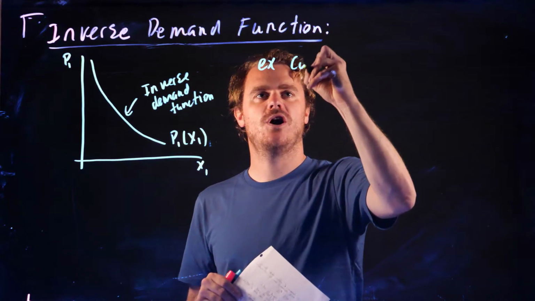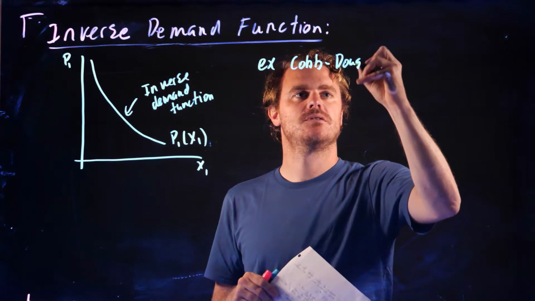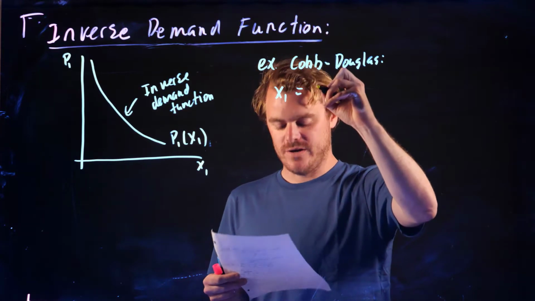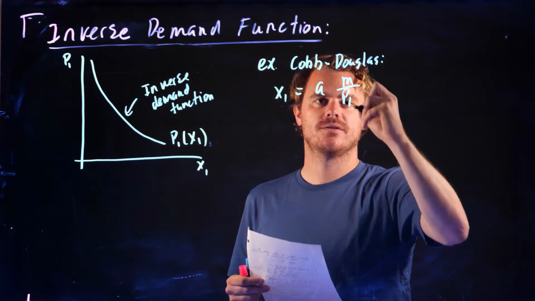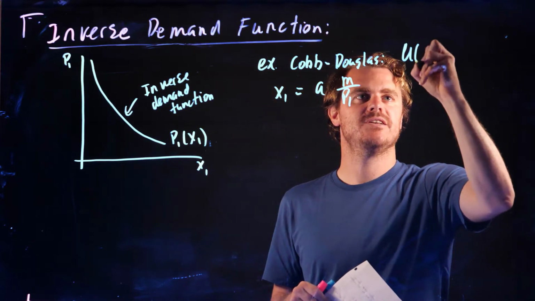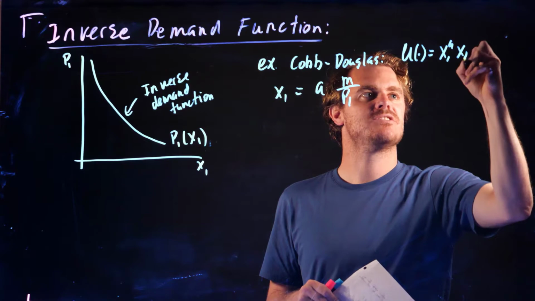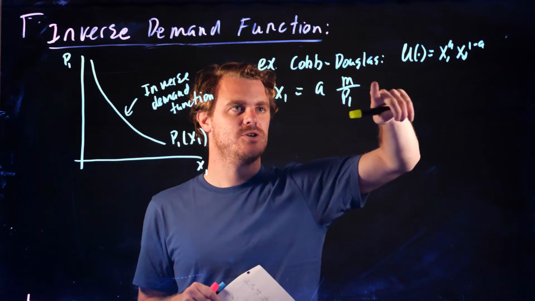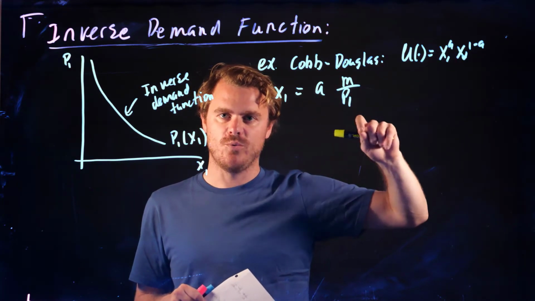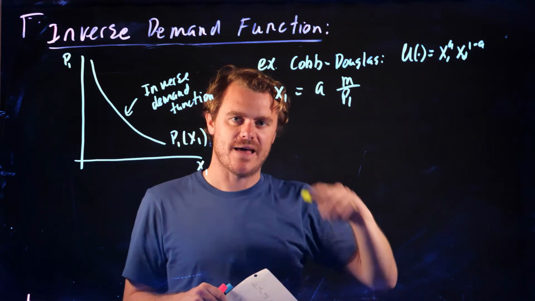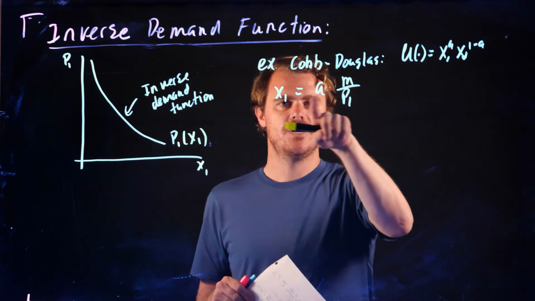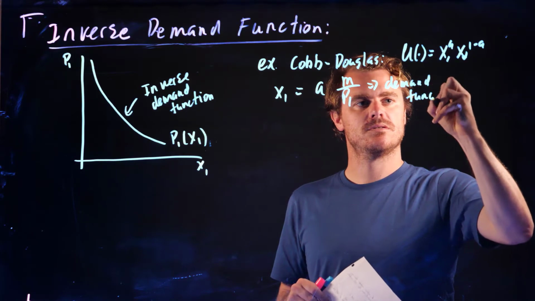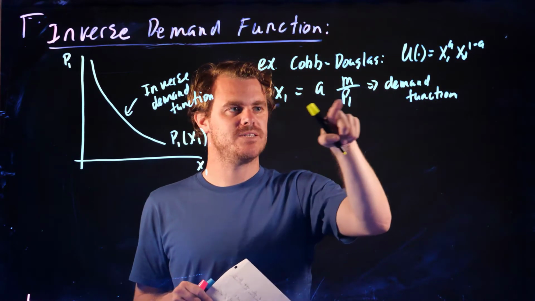So for example, with Cobb-Douglas, we learned that the demand function for good 1 was equal to A m over P1. And this is if we have the utility equal to x1 to the A, x2 to the 1 minus A. And hopefully that shows up on the screen. We're using the Cobb-Douglas, where the exponent on good 1 is A, and the exponent on good 2 is 1 minus A, that monotonic transformation. So this is the demand function that we learned about, right? The amount of x1 is a function of price.